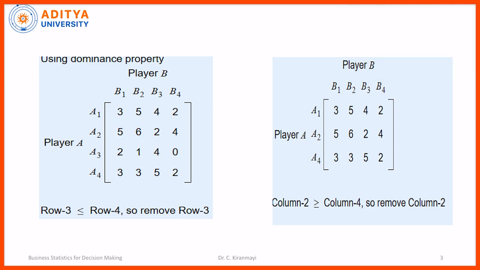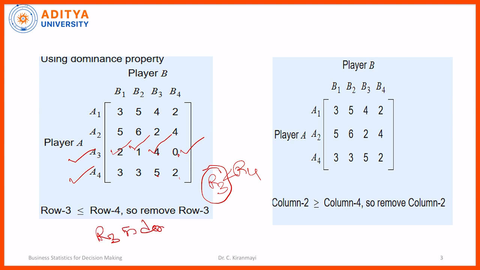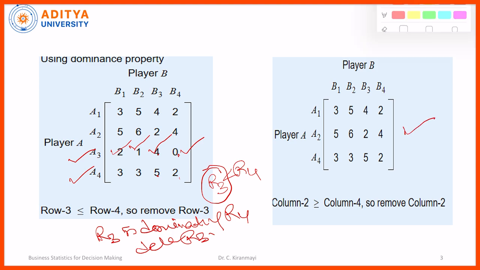Let us compare A3 and A4. If we compare 2 and 3, 2 is lesser, 1 and 3, 1 is lesser, 4 and 5, 4 is lesser, 0 and 2, 0 is less. Therefore, row 3 is less than row 4, so we can say that R3 is dominated by R4, and we have to delete R3. After deleting R3, this will be the resultant matrix.